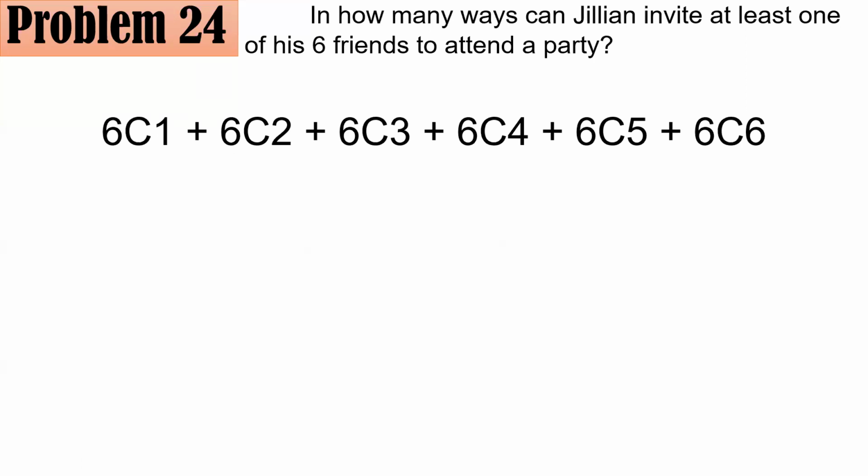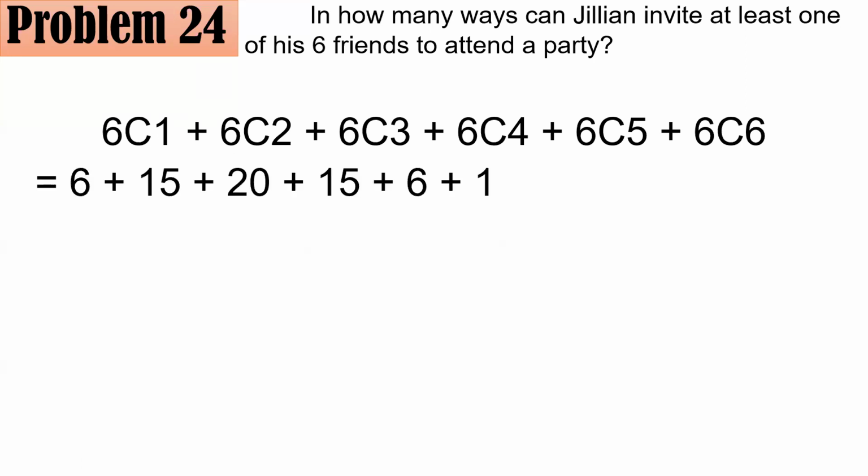And by using the combination formula, you can verify this on your own. 6C1 simplifies to 6, then 6C2 to 15. Then you have plus 20, plus 15, plus 6, plus 1. And this actually is equal to 63. Hence, there are 63 ways for you to invite at least one of your 6 friends.